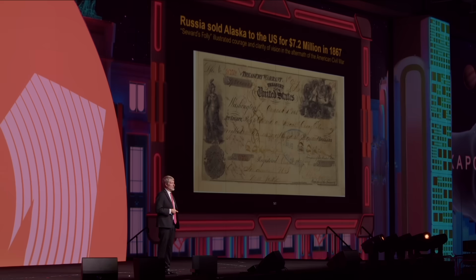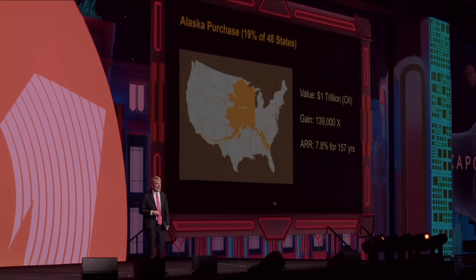Seward paid $7 million for Alaska 2 years after the country's decimated by the Civil War. John D. Rockefeller was trying to start an oil company. Today, there's $1 trillion of oil underneath Alaska. It's a massive return for a piece of paper.